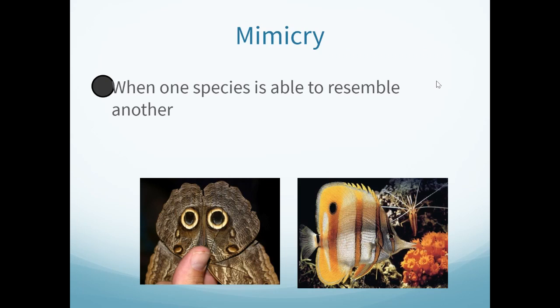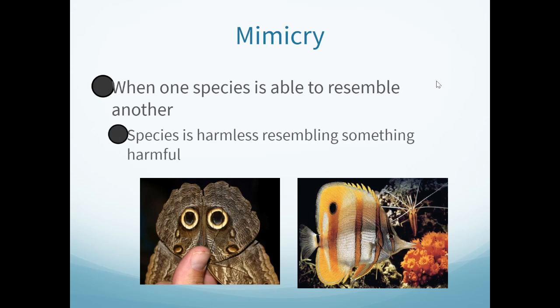Another example of a very interesting adaptation some species have inherited is known as mimicry. This is when one species is actually able to resemble another. Usually, that species is harmless and it's resembling a very harmful species.